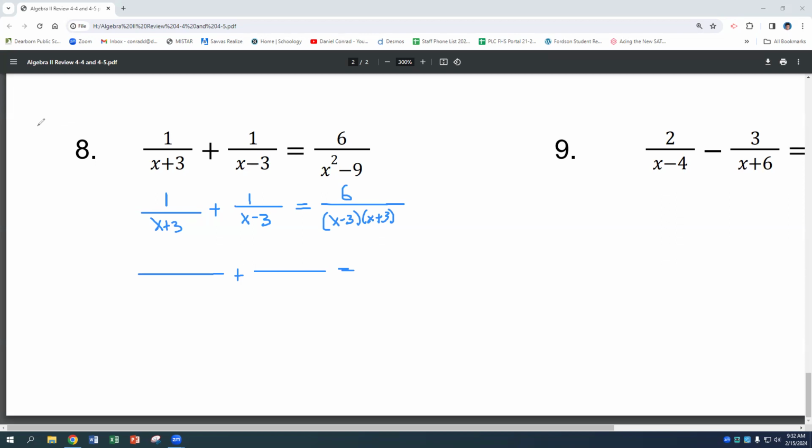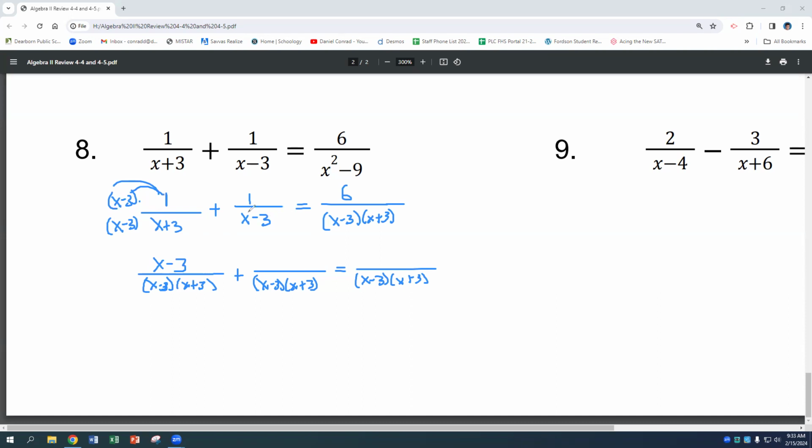once we factored the bottom, is x minus 3, x plus 3, x minus 3, x plus 3, x minus 3, x plus 3. Okay. The first term here has an x plus 3 in the bottom, but it's missing the x minus 3, so we need to multiply by x minus 3 on the bottom. If we multiply the bottom by x minus 3, we need to multiply the top as well. You distribute your 1, that's just 1 times x is x, 1 times -3 is -3.